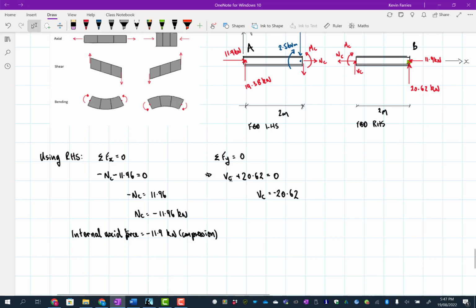And then I've also done Fy, so I'm being similarly careful. VC positive. And then we've also got the reaction is positive. And so then we take this across to the other side. It's negative. So negative 20.62 kilonewtons. And so internal shear.